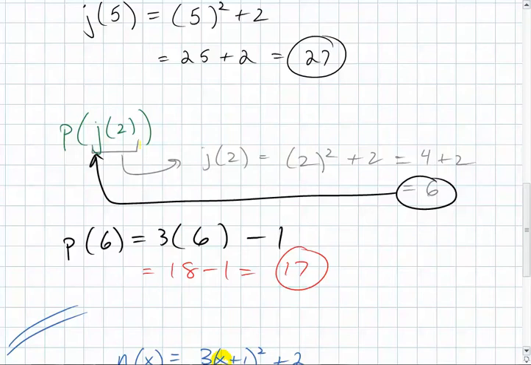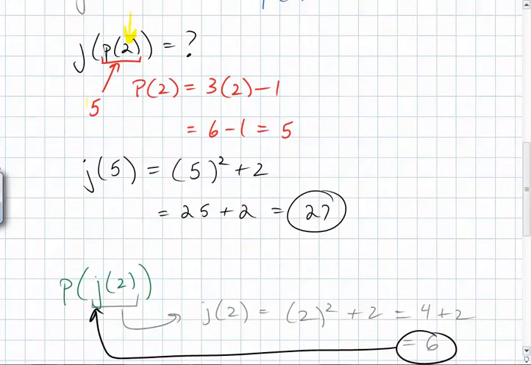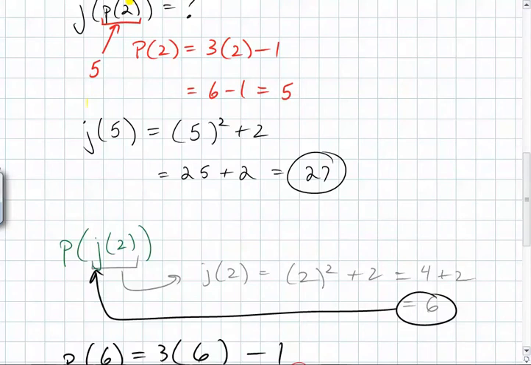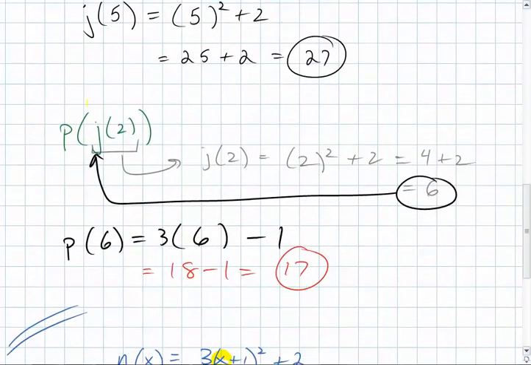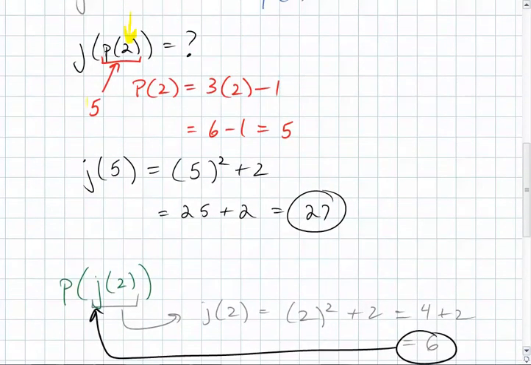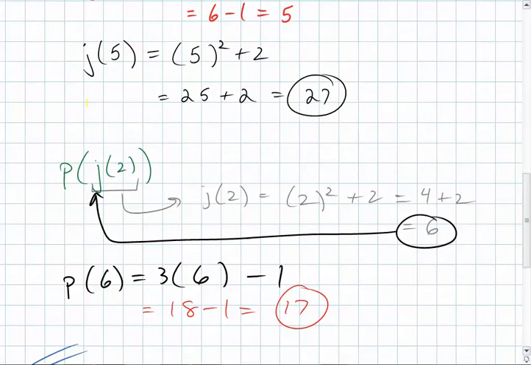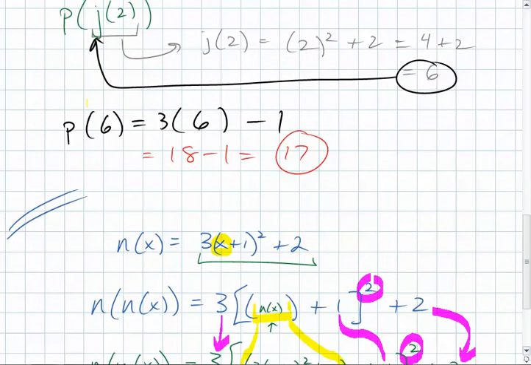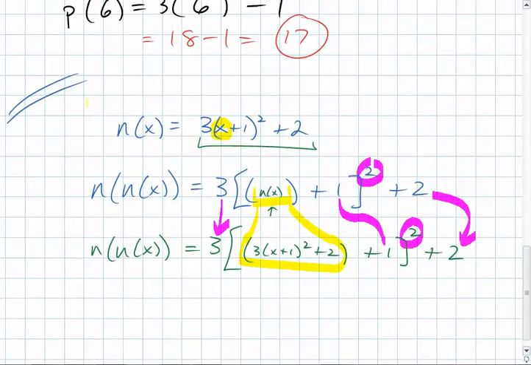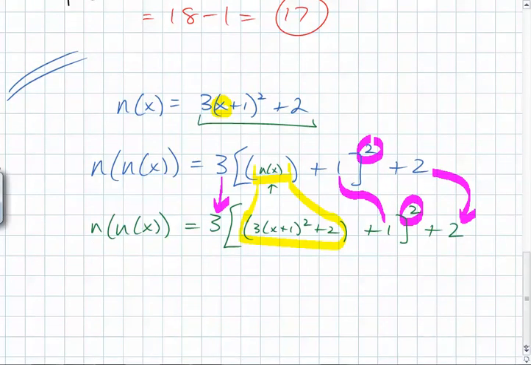It's also important to realize that the order matters a great deal. In this example, we did j of p of 2 and it came out to be 27, but then we did p of j of 2 and it came out to be 17. So j of p of 2 is one answer, p of j of 2 is another. The order matters. Last, I pointed out that you can put a function into itself. This one was a complicated example, but nothing really changes except it's just fill in the blanks.